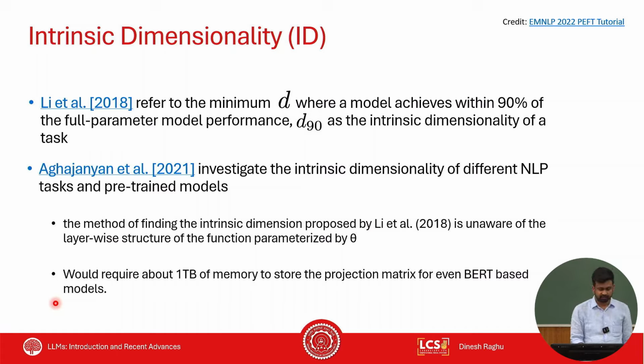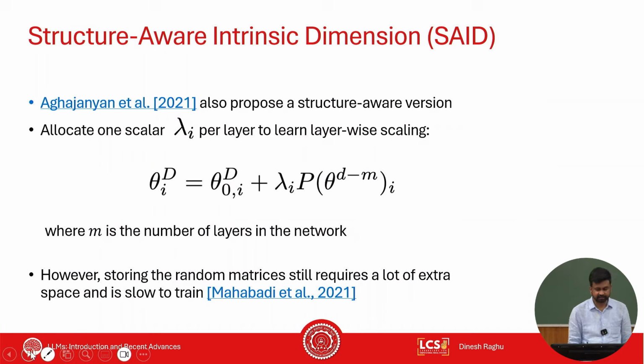Now, the reason why they thought in that direction is because it was almost impossible to measure intrinsic dimensionality for LLMs. Why? Because let's say you want to do it for BERT, you need 1 terabyte of memory, because of how you do the computation and how you factorize the capital P matrix. Even if you use the best implementation possible, you still end up requiring a lot of memory. So they were not even able to figure out how to use it. That's when they came up with this structure-aware technique.